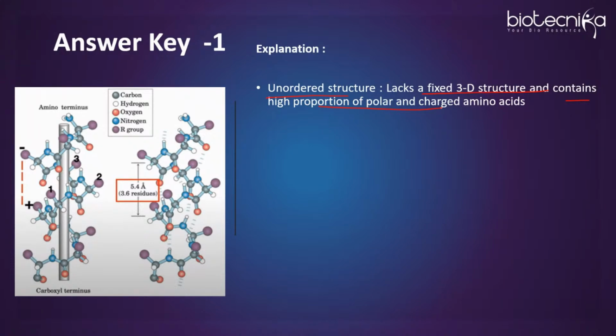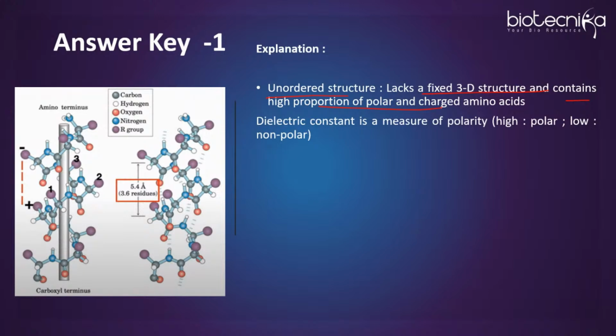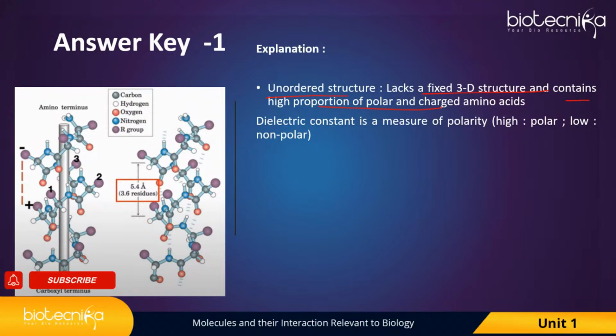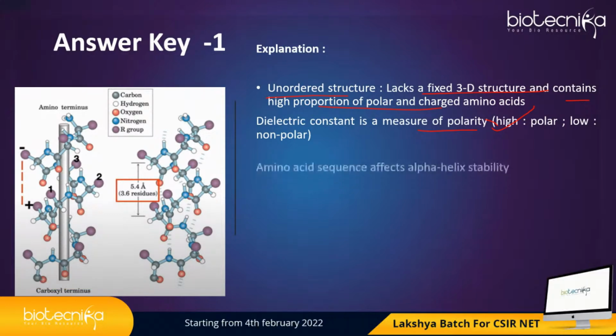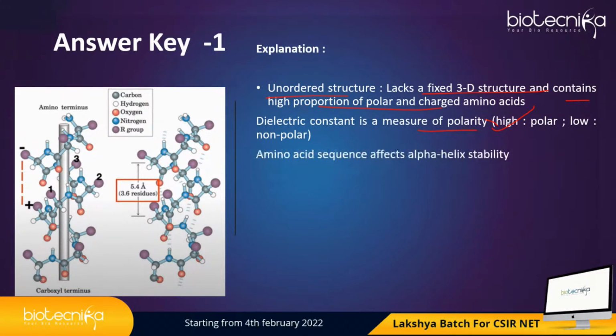Now they said it takes a helical conformation in a low dielectric constant. What is dielectric constant? Very short, it is a measure of polarity. If you have high dielectric constant, means in polar environment, like in water. If it is low dielectric constant, it is in non-polar environment, in presence of hydrophobic groups. So amino acid sequence affects alpha helix stability. Any polypeptide chain cannot take up an alpha helix. There are certain amino acid criteria which will lead to the formation of an alpha helix.